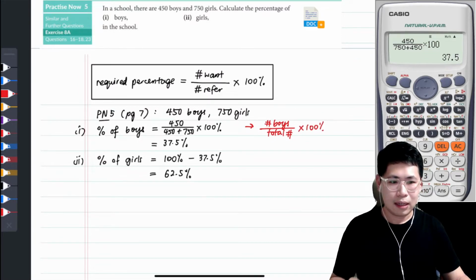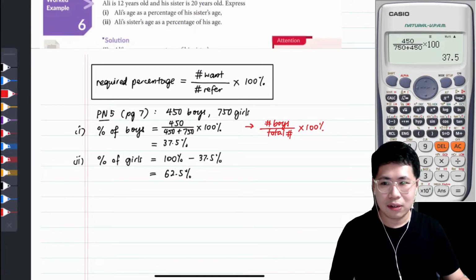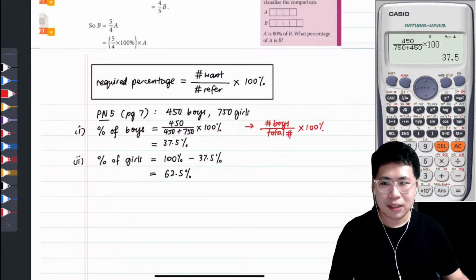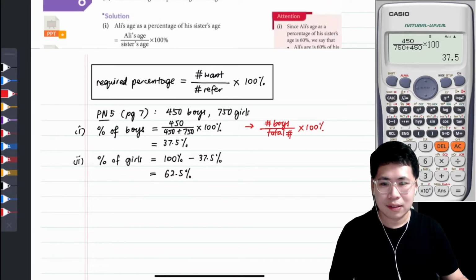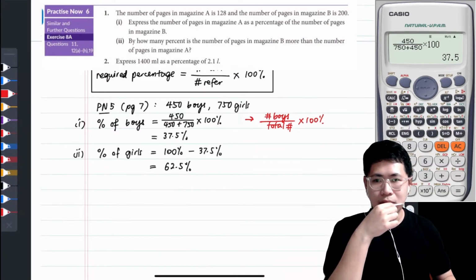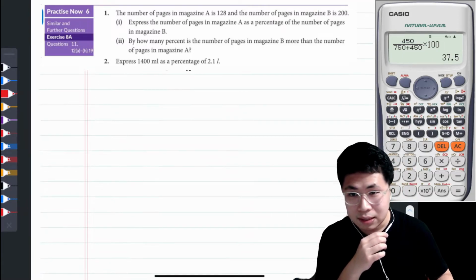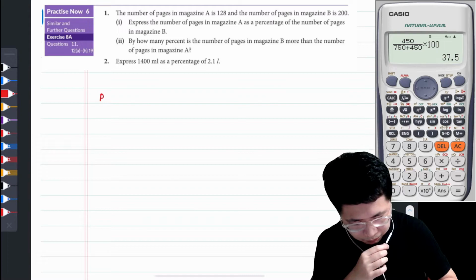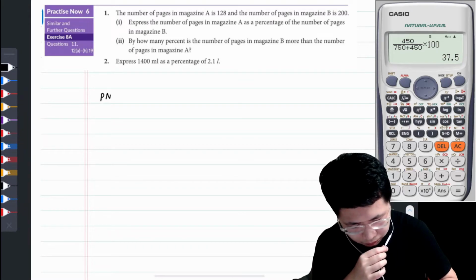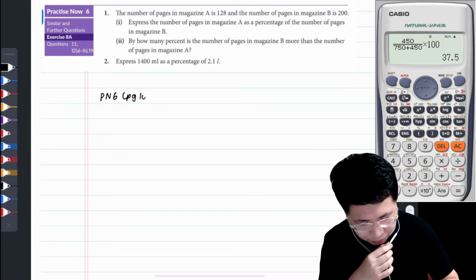Okay, let me pause for a while, and I need to rearrange so that I will get practice now 6. Okay, practice now 6 over here. So let's go down. Practice now 6, which is on page 10. We're jumping to page 10.